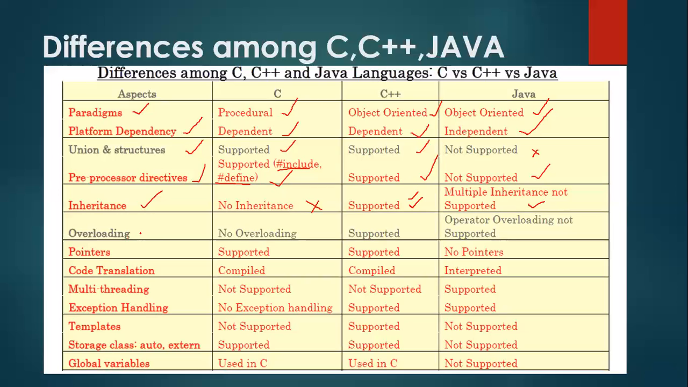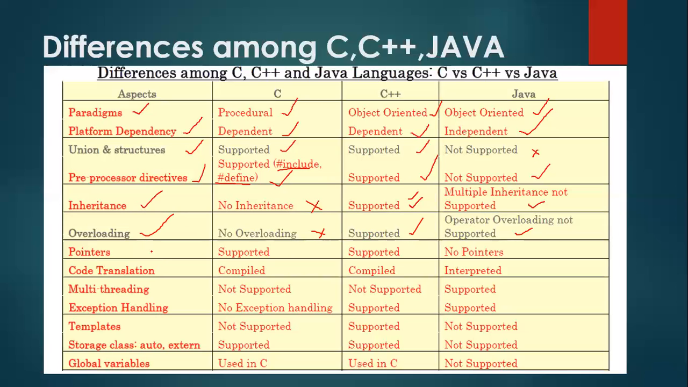The next aspect is overloading. C does not support overloading. C++ supports overloading. Java also supports overloading. But you have different types of overloading concepts. Operator overloading is not supported by Java. These overloading concepts are useful to achieve the polymorphism concept.